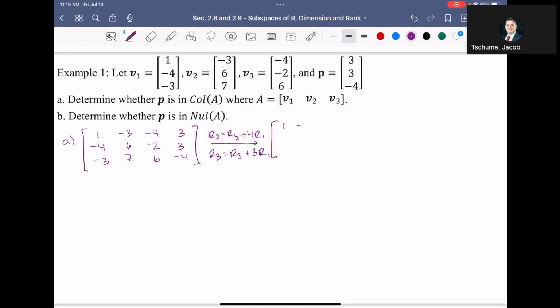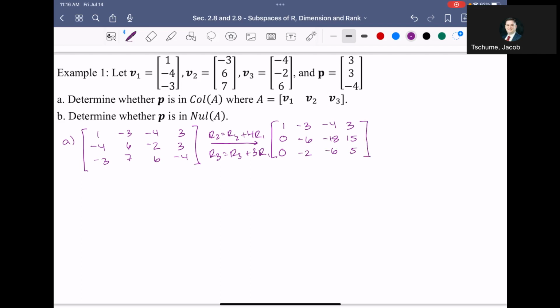So your top row will remain the same. Your middle row is going to be 0. That's going to be 6 minus 12, which is negative 6. Negative 2 minus 16 is negative 18. And 3 plus 12 is 15. And then the bottom row, we're going to add 3 row 1s. So that would be 0. 7 minus 9 is negative 2. 6 minus 12 is negative 6. And then negative 4 plus 9 is going to be 5.